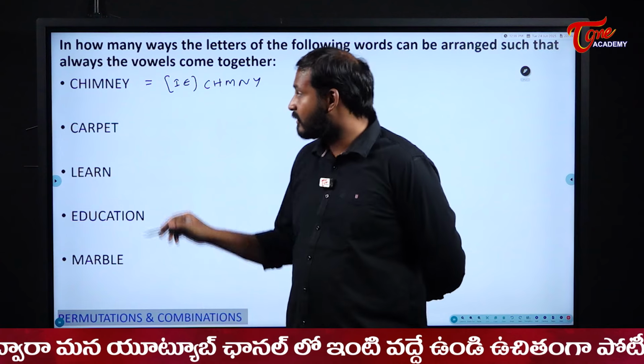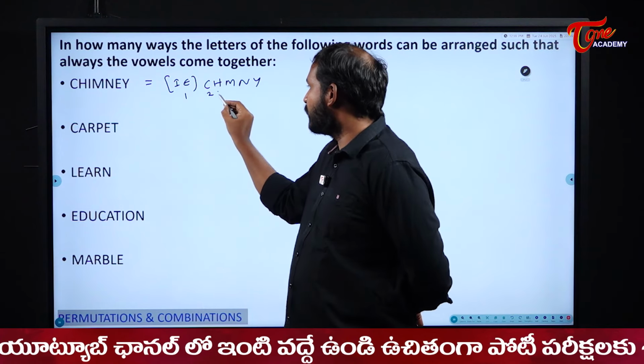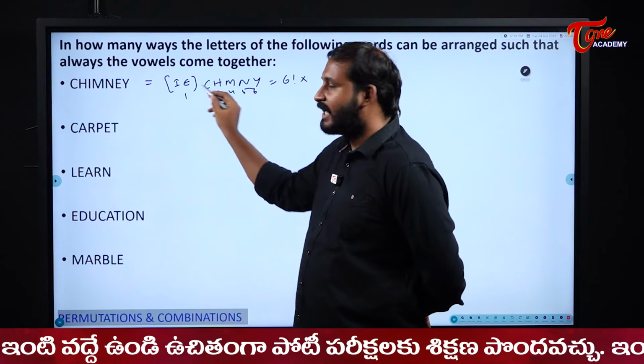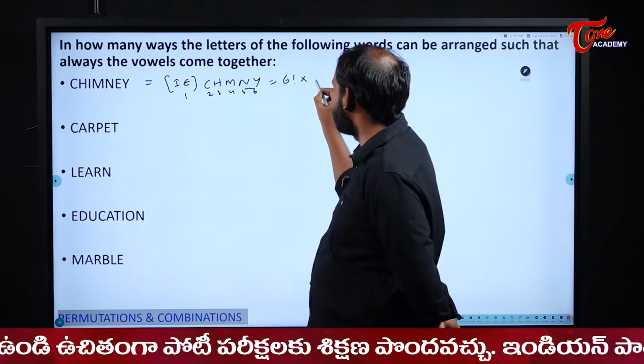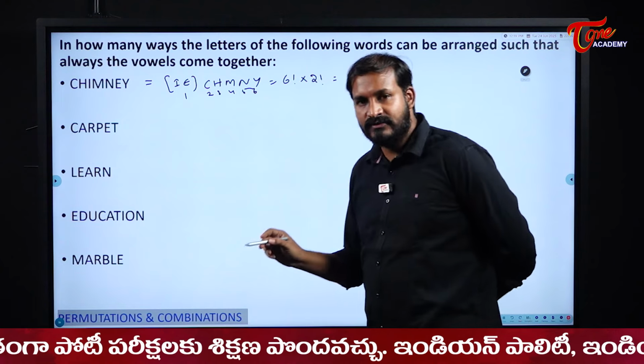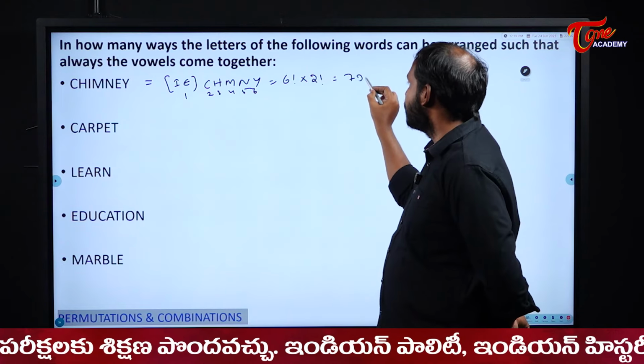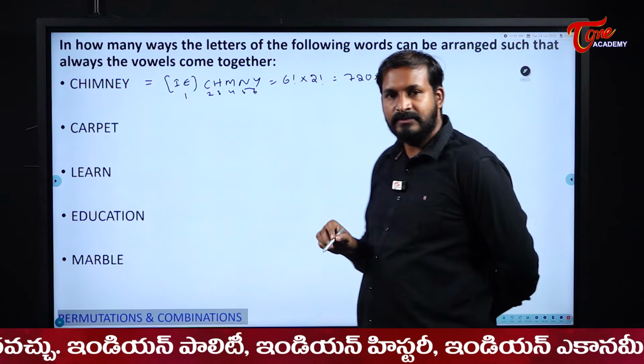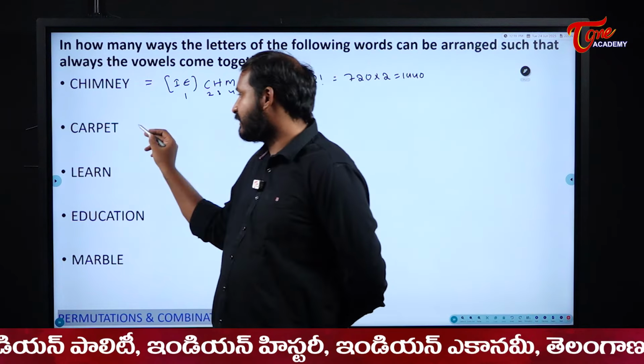So total how many are there now? 1, 2, 3, 4, 5 and 6. So 6 factorial into I and E are 2 in number, so 2 factorial. So 6 factorial is what, students? 720, and 2 factorial is 2, it will become 1440. It becomes 1440.